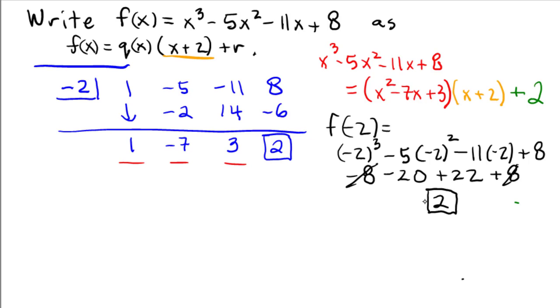So notice the 2 here is the same as the remainder, which is here, which is the same as the part that we put on the end if we were going to write it in this expanded form.